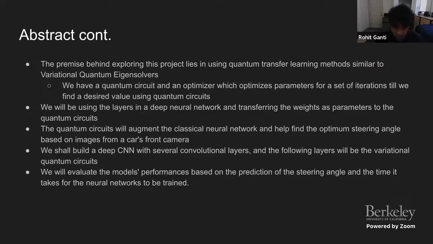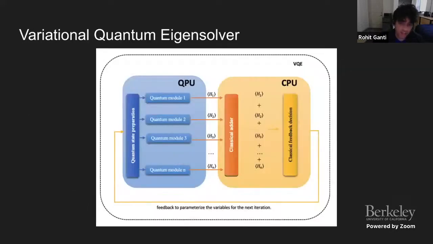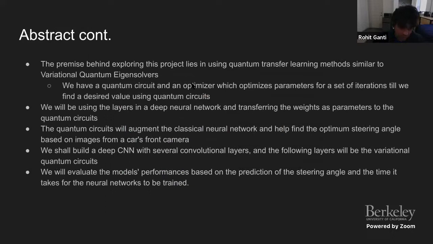So we started off by building a CNN with several convolutional layers and max pooling layers, and after that, one of the output layers will be a variational quantum circuit. These weights will be parameters to the variational quantum circuit, and we're basically doing an entire transfer learning between the CNN and the variational quantum circuit for a set number of iterations. Then we will evaluate the model performances based on the prediction of the steering angle.